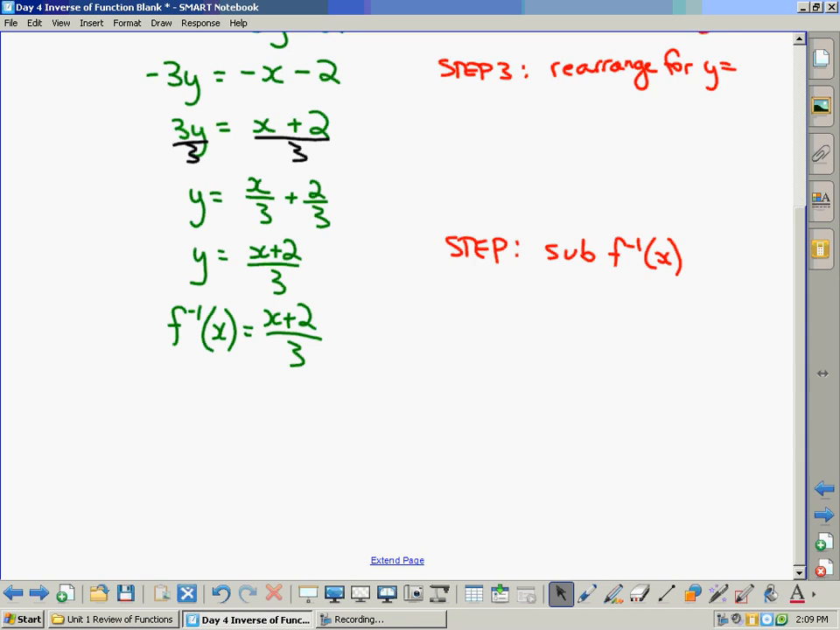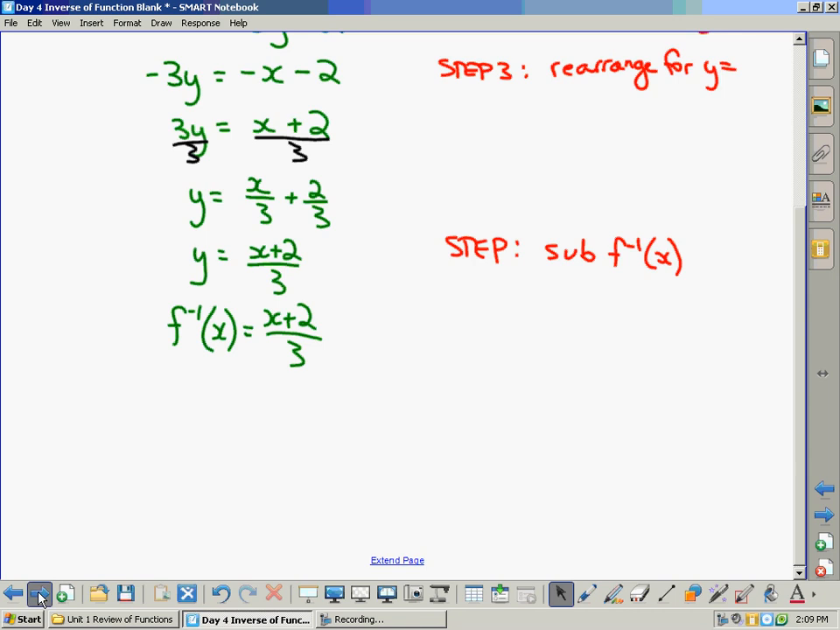Don't forget that last step. I'd hate for you to do all the math correct and then at the end forget to actually answer the question, which was to sub in f at negative 1 of x. Okay, and just replace your answer with that. And there's the inverse. So those are the steps.